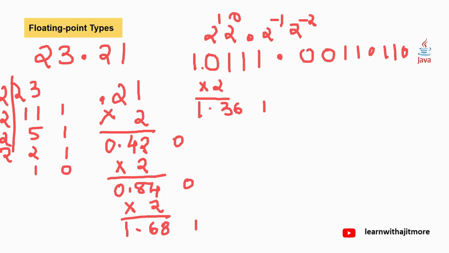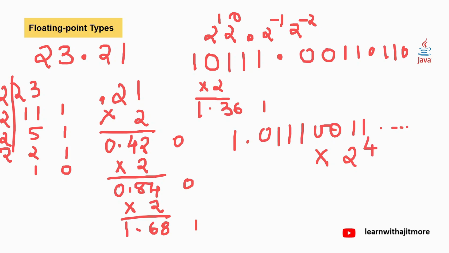Now it is possible that before the dot nothing is there, then shift that dot to the first one on the right side. If you are shifting it this side, you will get 2 raised to negative. And if you are shifting left side, you will get 2 raised to positive. So when I shift this dot to the first one, I'll get 1.0111001 and so on, into 2 raised to how many places shifted? 4 places. So I'll write 2 raised to 4.